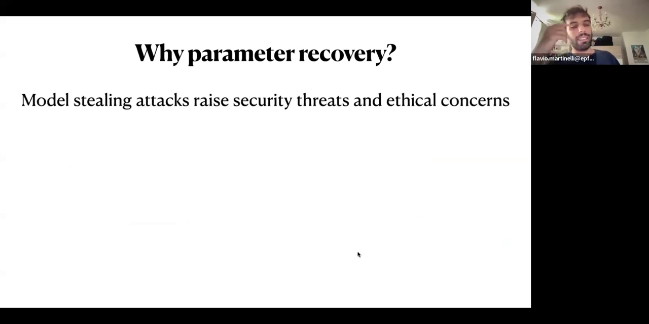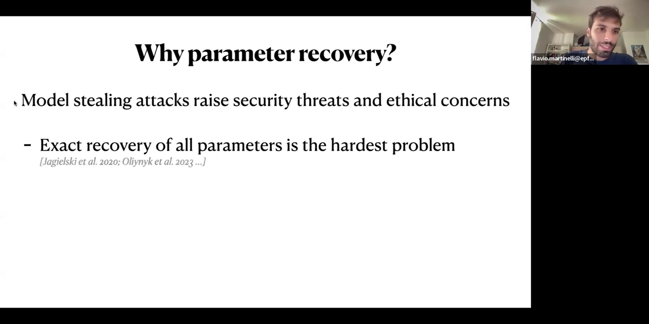Maybe on the more practical side, parameter recovery is interesting because once you're able to do it, you're effectively stealing a network. Imagine a network that is performing a service for a company under an API, and there is intellectual property there. If you're able to perform a model stealing attack, so recover the parameters of this black box network, then you'll be able to effectively steal some intellectual property. This can raise, of course, security threats and ethical concerns. So this is something we can look into and be careful about.